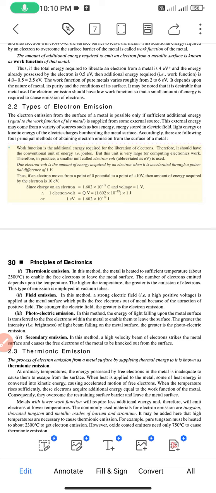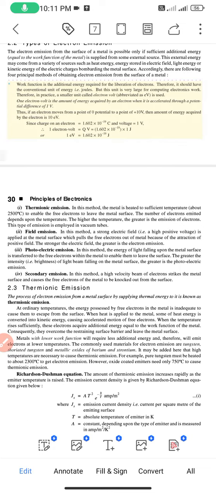Accordingly, there are the following four principal methods of obtaining electron emission from the surface of a metal, and these are thermionic emission, field emission, photoelectric emission and secondary emission. Now, firstly, we will discuss thermionic emission.